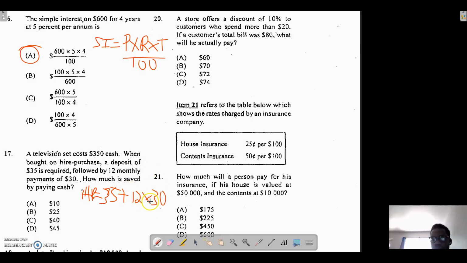We can work this out easily. So we simply go 3 times 12 is 36. And we add a 0. So we get 360. Alright? So it's 360 plus 35. Alright? Which is going to give me 395. Good. Now, this would be my hire purchase price. My cost price is 350. So how much is saved? It's going to be 395 minus 350. Or you just think of it as 95 minus 50, which would give you 45. So your answer to 17 would just be D, as in dog.